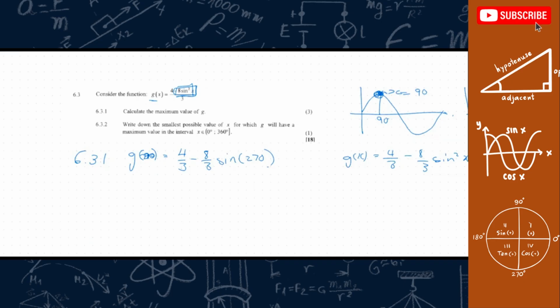Then it says write down the smallest possible value of x for which g will have a maximum value in the interval. Again, because it's inverted, there's nothing that we are doing differently. Actually, the maximum should exist at the minimum point over there, because when you square a big number it becomes bigger, but when you square a small number it becomes smaller. No, it's still there. Okay. Questions?